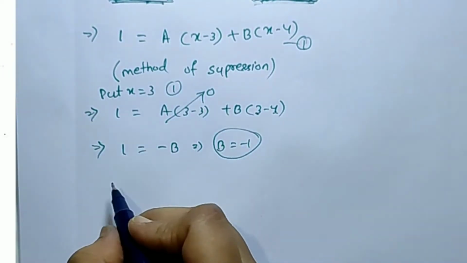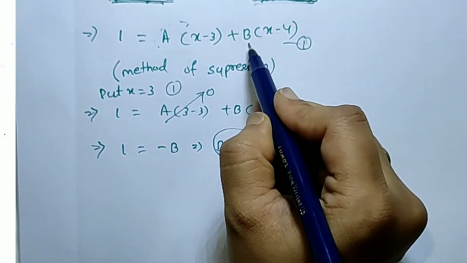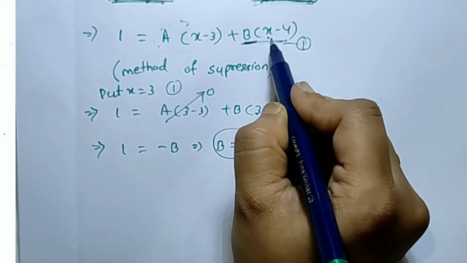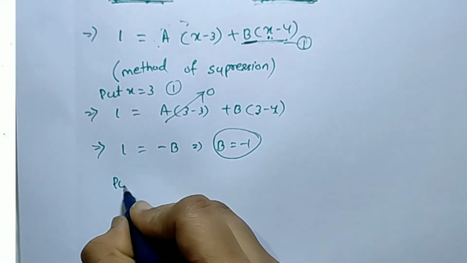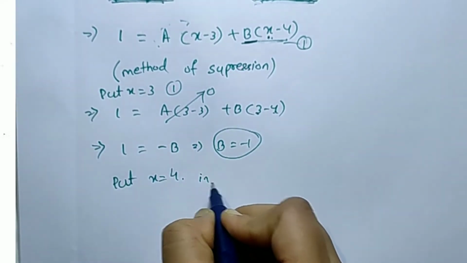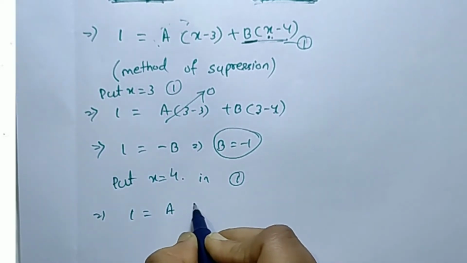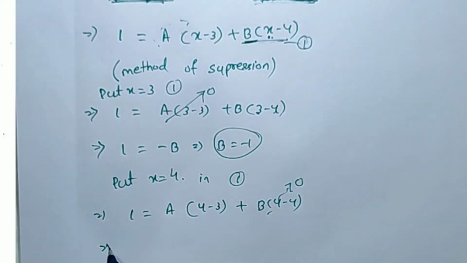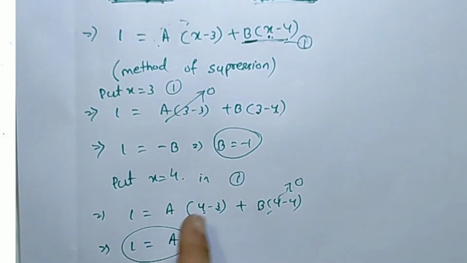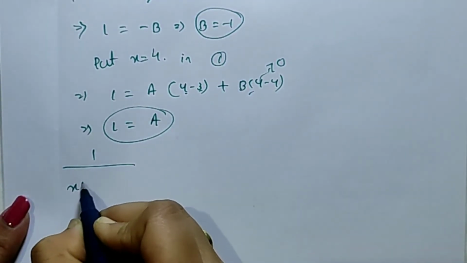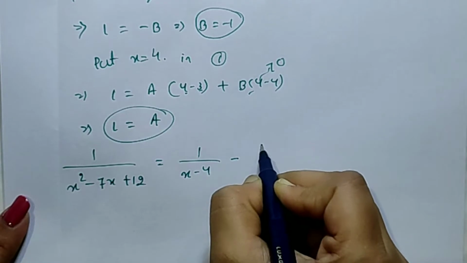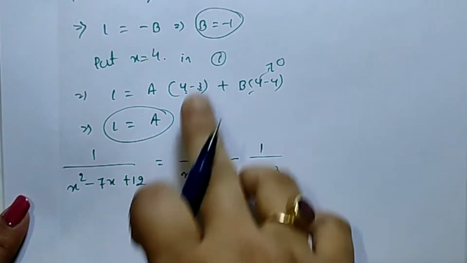Now we have to find a. If we want to find a, then we have to make this term 0. How can we make this term 0? What can I put in place of x? We can put 4. So put x is equal to 4 in equation 1, implies that 1 is equal to a into 4 minus 3 plus b into 4 minus 4. This term will be 0, implies that 1 is equal to a. Now I have found b and a, so I can write 1 by x square minus 7x plus 12 is equal to 1 by x minus 4 minus 1 by x minus 3, because b is minus 1.